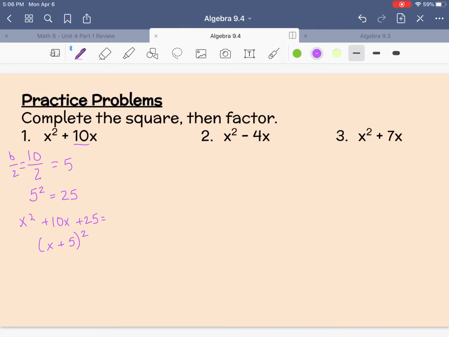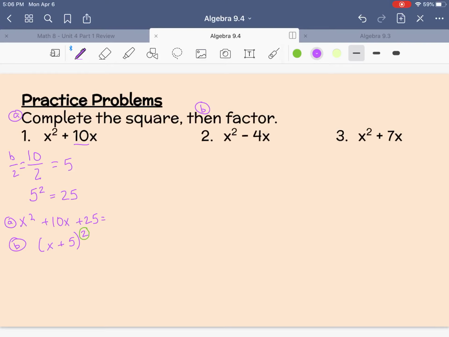So don't forget, you should have two pieces. You should have completing the square and then factored. So here is completing the square and here is factored. Also, don't forget that quantity squared piece right there. Okay, if you forget that, it will be counted as wrong, so just make sure you're doing that.